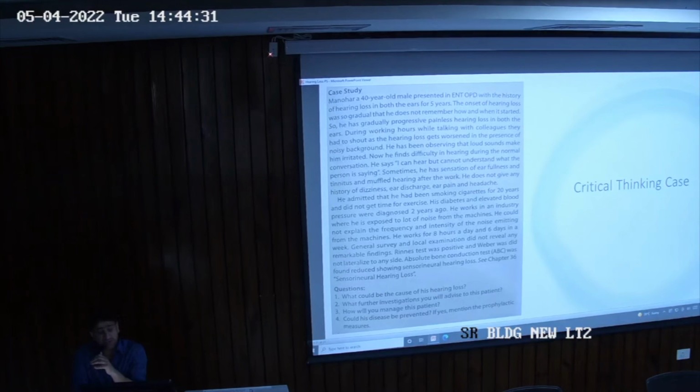Sometimes he has a sensation of aural fullness, aural meaning ear, and tinnitus, and muffled hearing after the work. He does not give any history of dizziness, ear discharge, ear pain, headache. Ear discharge नहीं है तो middle ear and outer ear pathology वैसे ही rule out हो गई आपकी.